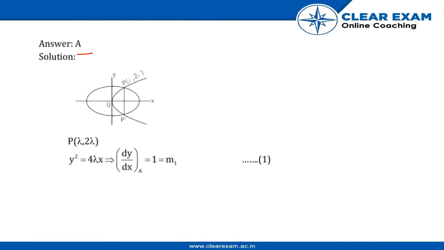Solution is, the figure will be like this: P of lambda comma 2 lambda, y squared equals 4 lambda x, which implies that dy by dx at P equals 1, which is equal to m1. Let this be equation number 1.